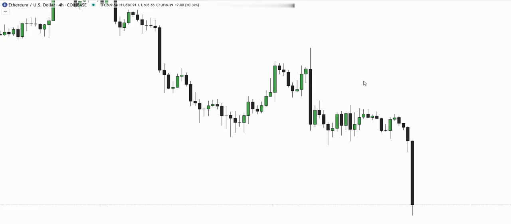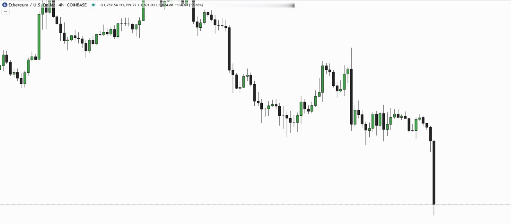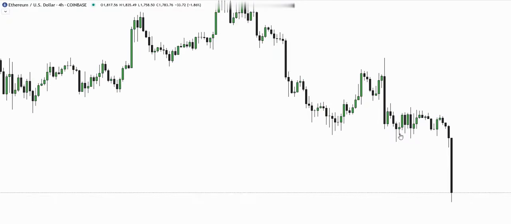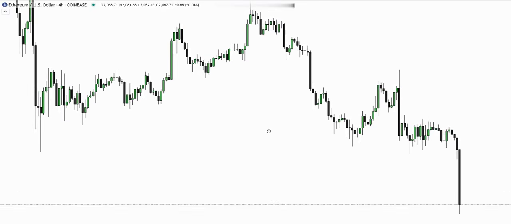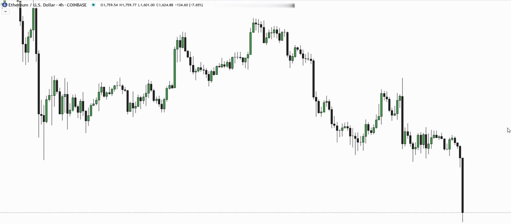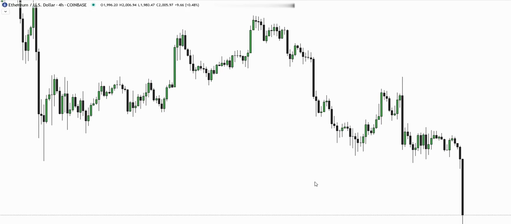We want to dive into what has been disturbing you guys, what we're calling the bias, how you determine bias. So this is the Ethereum 4-hour time frame. Look at what happened here.